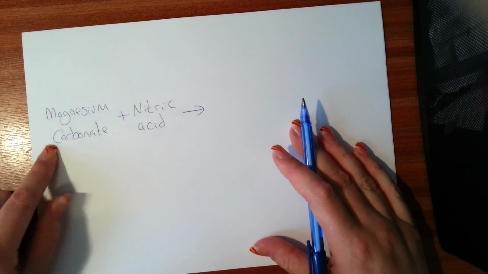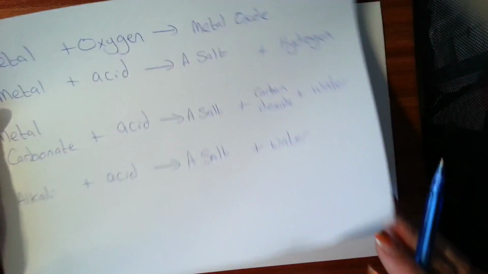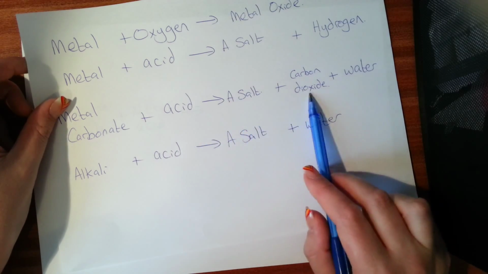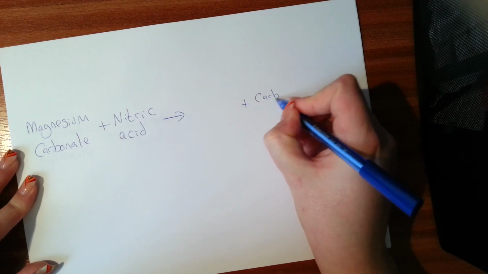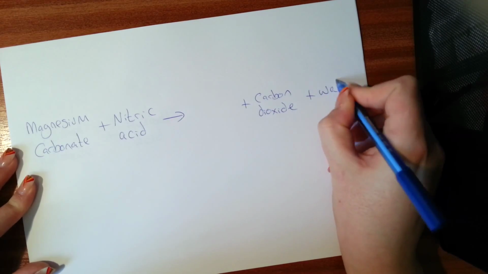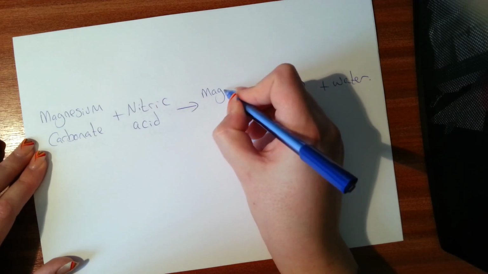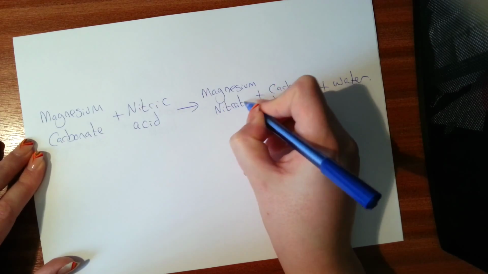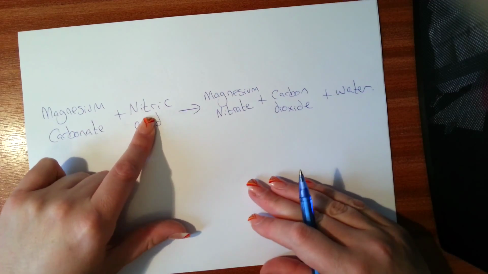Okay, magnesium carbonate and nitric acid. So I'm hoping you're thinking, we've got a carbonate and an acid. So here, metal carbonate and acid, so we know we get three products here, a salt, carbon dioxide and water. Okay, so we can put in the carbon dioxide and the water. Can you name the salt? Okay, I'm hoping that you've said magnesium nitrate. Okay, so again the magnesium has come from there and the nitrate has come from the nitric acid.